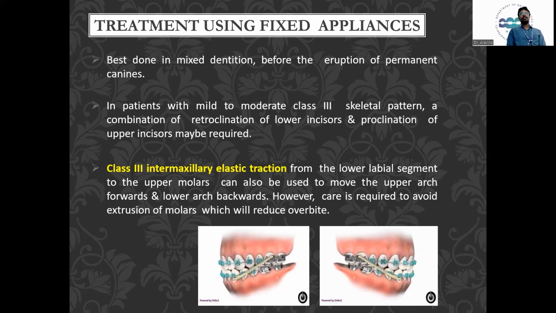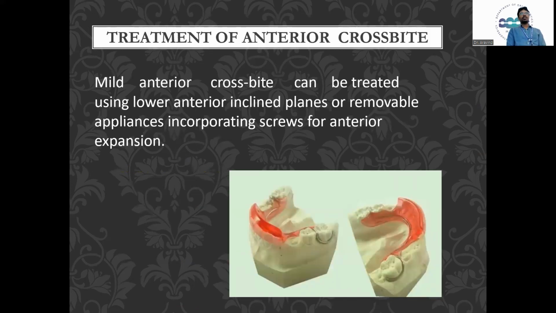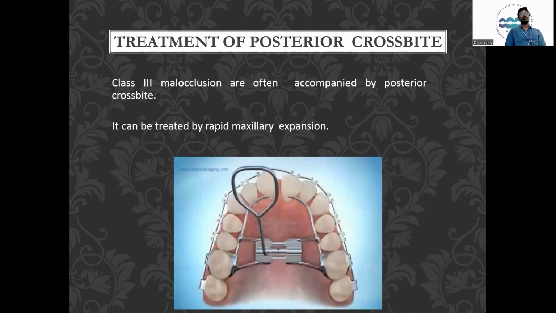But in this case, care has to be taken to prevent severe extrusion of the molars, which can reduce the overbite significantly. So how do we treat an anterior crossbite? Mild anterior crossbites in class 3 malocclusion can be treated using lower anterior inclined planes or removable appliances incorporating screws for anterior expansion. Just like anterior crossbite, there can also be posterior crossbite present. Usually by virtue of rapid maxillary expansion, posterior crossbites can be managed.